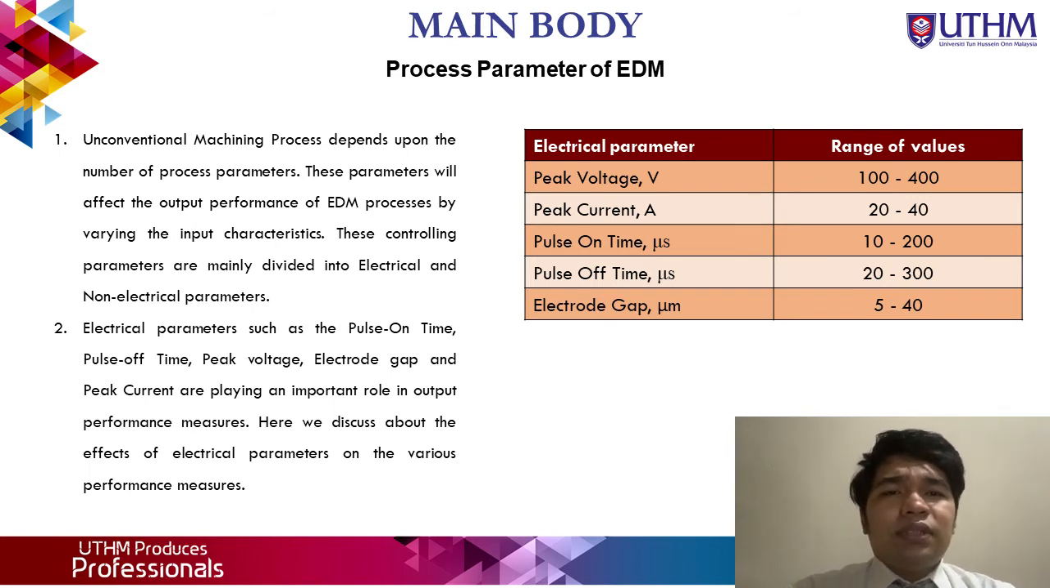For the discharge voltage, we use around 100 volts to 400 volts. For the peak current, we use 20 amperes to 40 amperes. For the pulse on, it is between 10 microseconds to 200 microseconds. For the pulse off, it is between 20 microseconds to 300 microseconds. And last is the electrode gap, which is 5 micrometers to 40 micrometers.